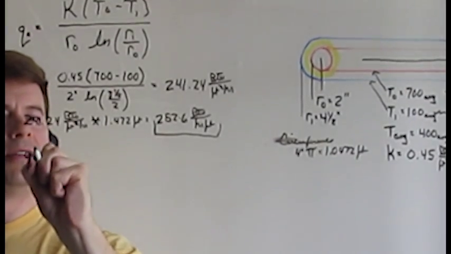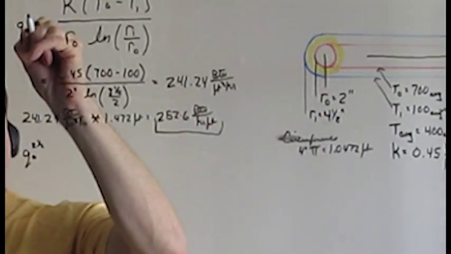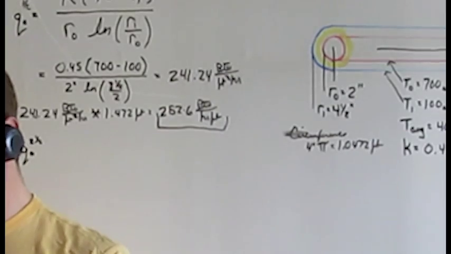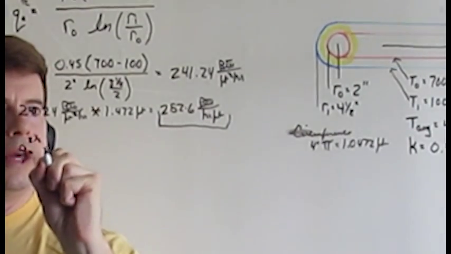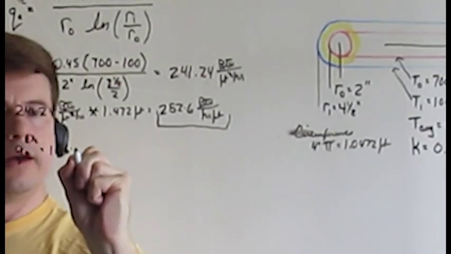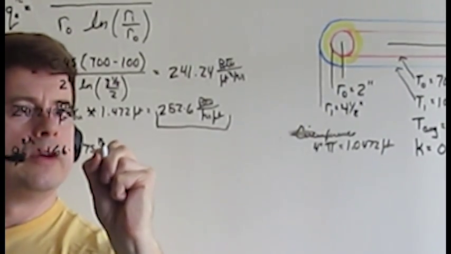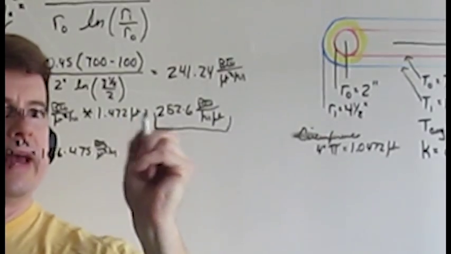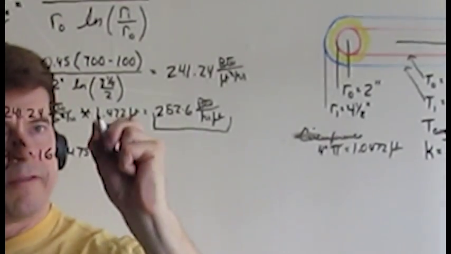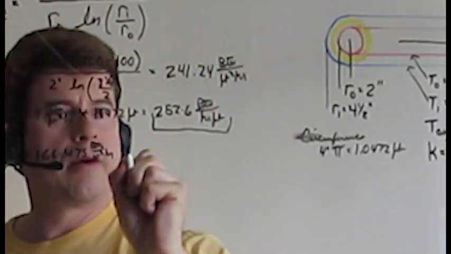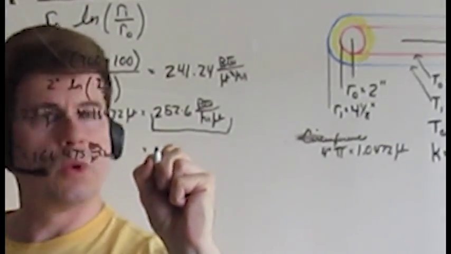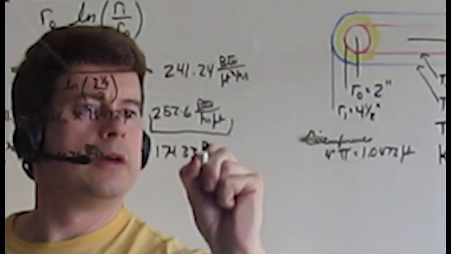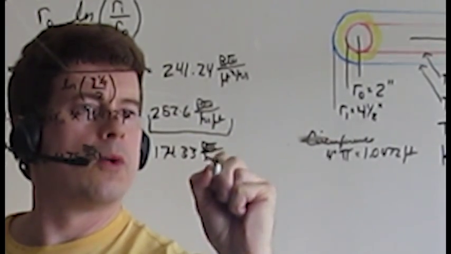the Q0, this is now for 2.5 inches. This was at 1.5. When we plug our numbers in, this equals 166.475 BTU per feet squared per hour, and then multiplying that again by the feet, which I forgot to put a 0 in here, this now becomes 174.33 BTU per hour per foot.